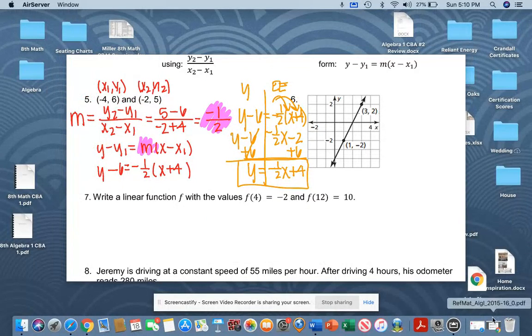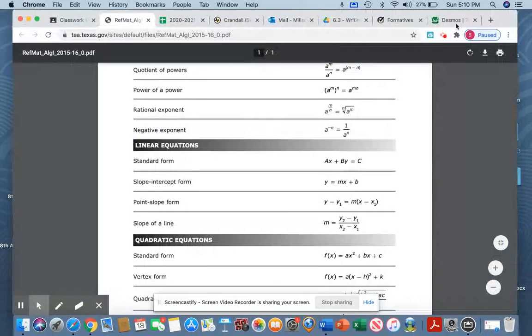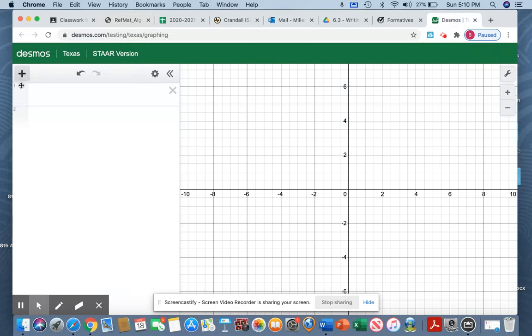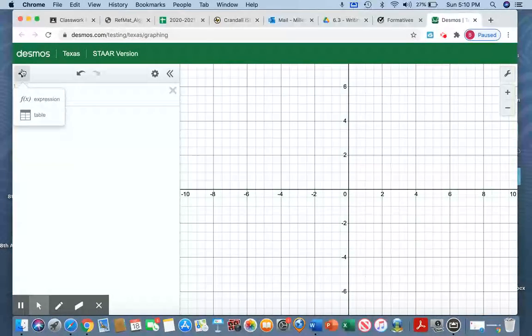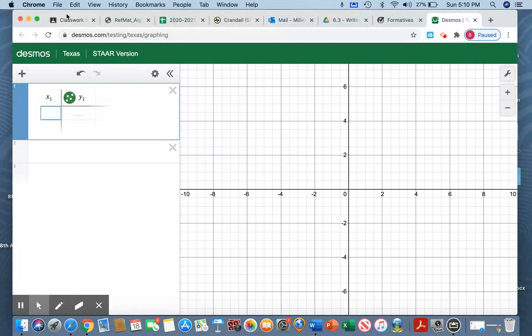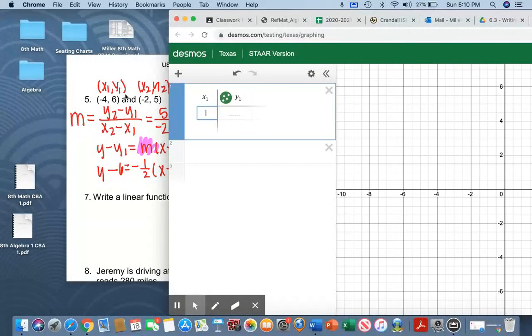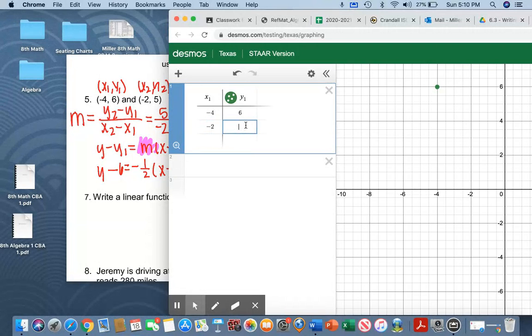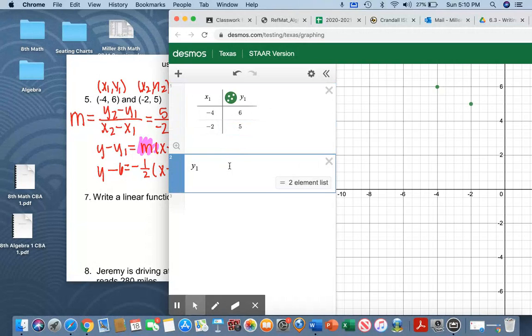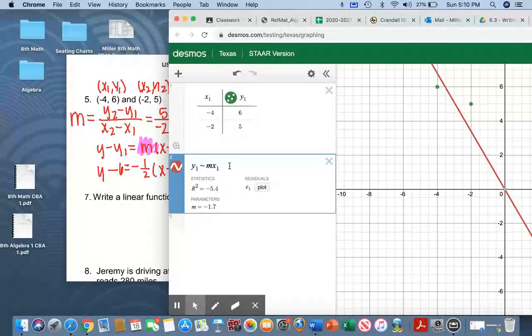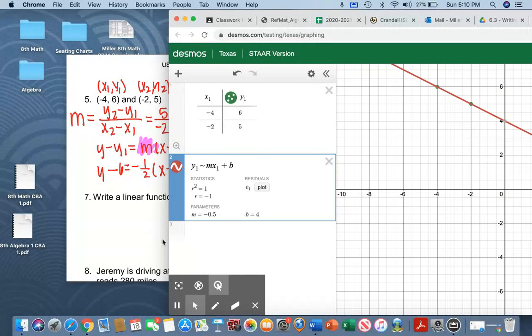But again, we have Desmos, so we can cheat. I can plug this all into Desmos and get my formula as well. So if I go to Desmos, I'm going to press this plus sign up here at the top, and then I press table. I'm given my 2 points here, negative 4, 6 is what I'm going to plug in to my first one, and then negative 2, 5. I keep those points there, and right underneath it, I'm going to type in y1, the little squiggly thing, mx1 plus b.